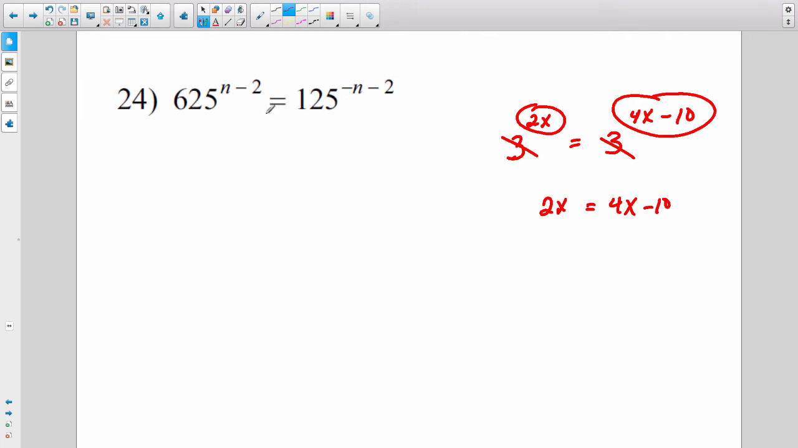So it's the same for these guys, except the only difference is no one handed you a pair of 3's. 625 and 125 are not the same, so you can't just cross them out. And that's why this topic is called finding a common base. Let's find some 3's or 5's or 6's or whatever it is so we can get them the same. So that's what we're going to do here.